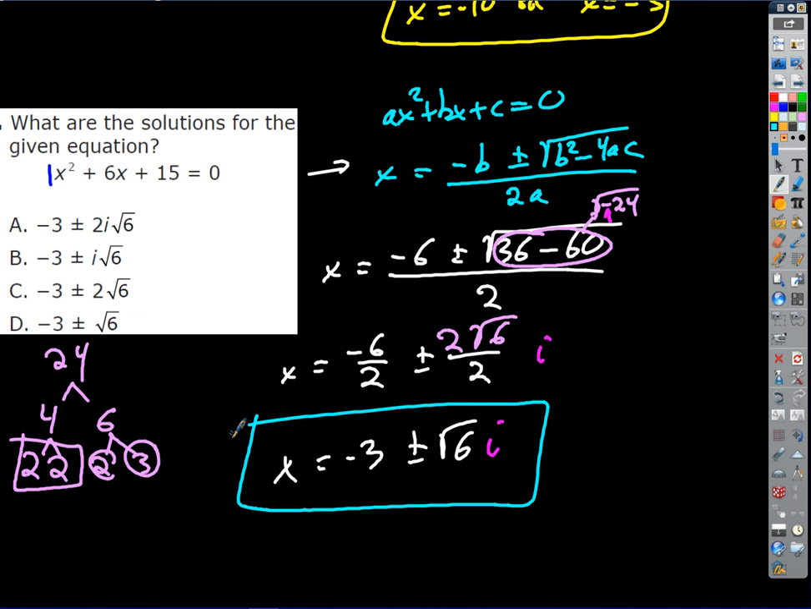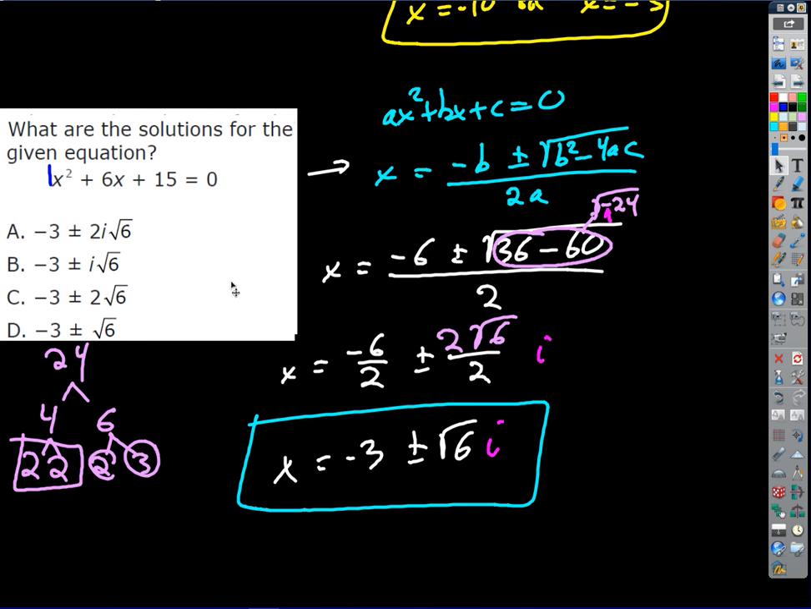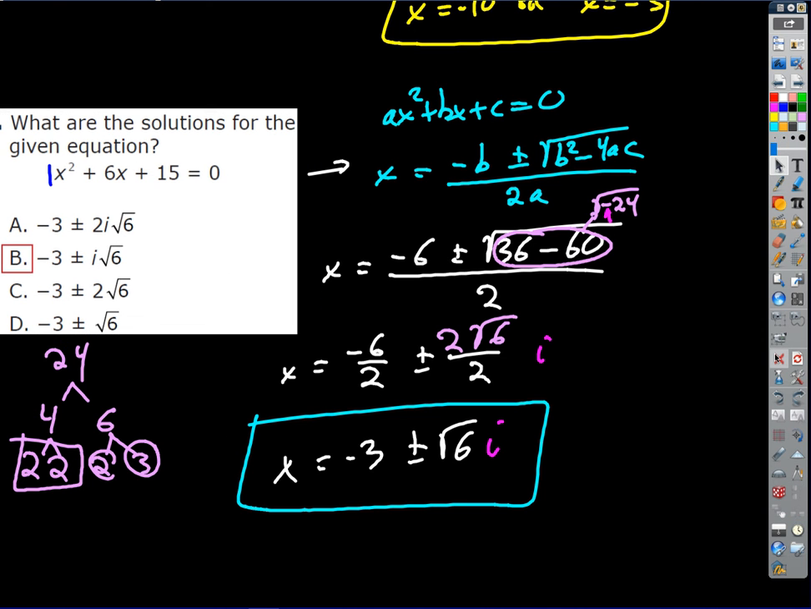So what is that? Looks like that's C? Oh, B, whoops. Yeah, B. There's no 2 there. Right, they put the i out in front of the radical. That's fine. It doesn't make any difference. Okay, same thing. Everybody see that? Okay?